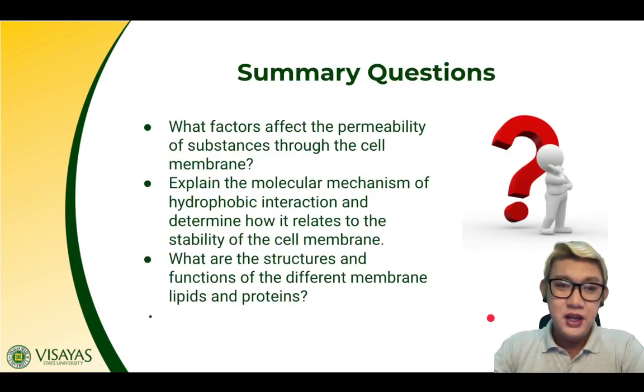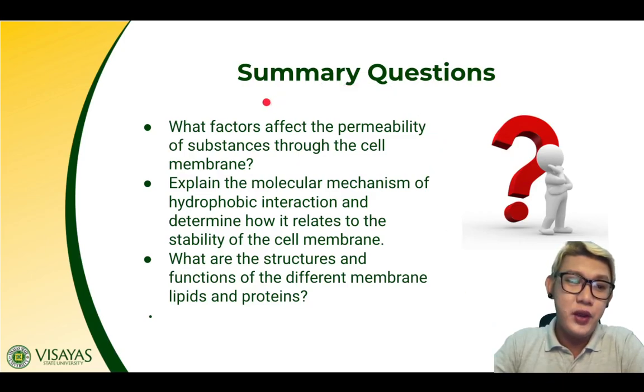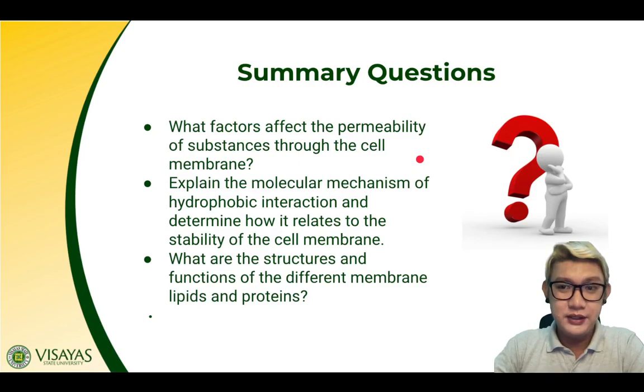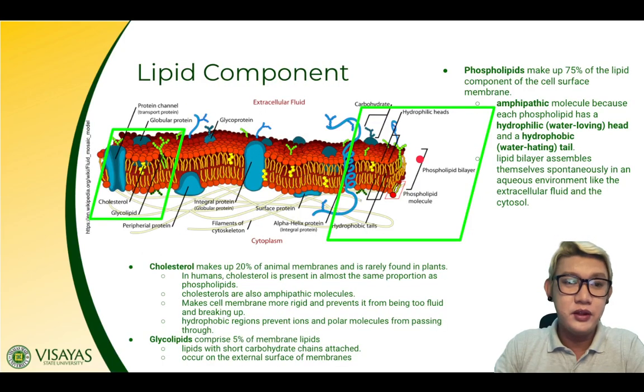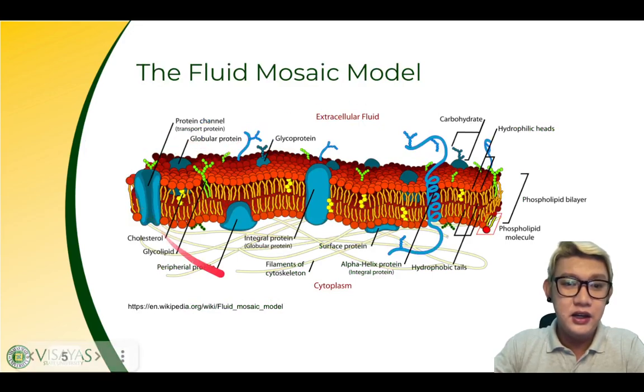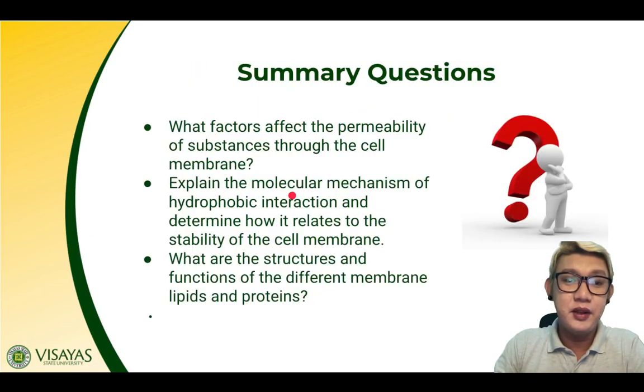As you review this topic, you should be able to answer this question: what factors affect the permeability of substances through the cell membrane? As we talk about here, you will be able to see what could influence the transport of these different molecules through the membrane. Although the transport mechanisms will be discussed more in our next lesson.